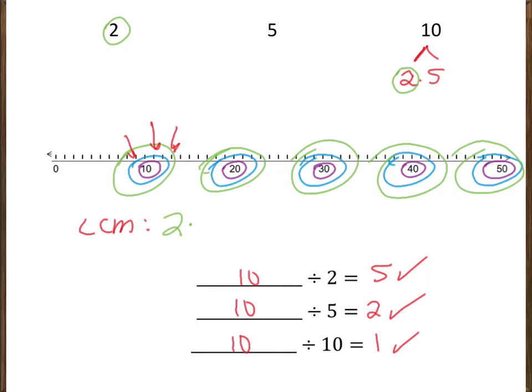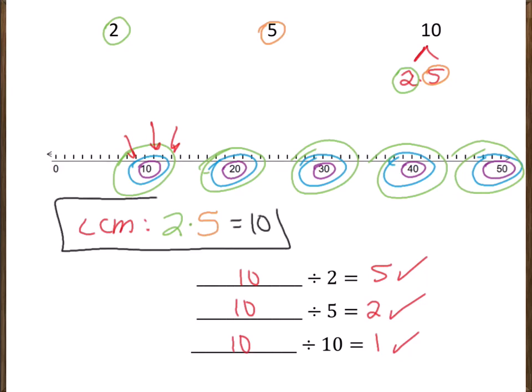Then we also have a 5. We have a 5 here and here. It only occurs once in each of those places, so I only write it once. So by this process, we have 2 times 5 is 10. This is another way to think about or find the least common multiple.